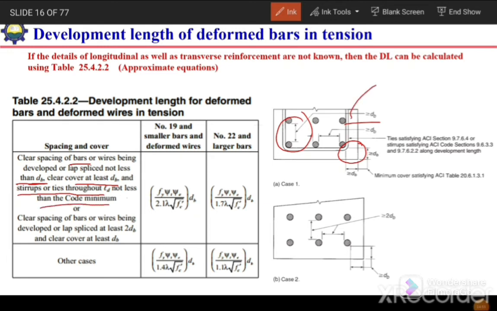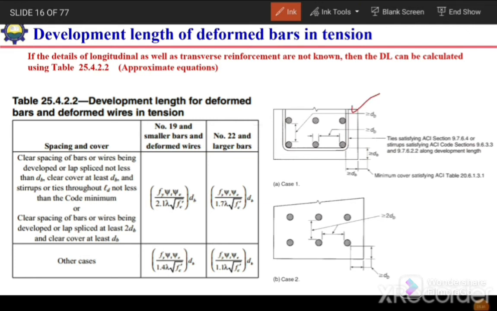And these stirrups that are provided in that section should be according to the specifications of the ACI code, the minimum requirement. They should fulfill the minimum requirement. These specifications are given in ACI section 9.7.6, which is the spacing should be less than d/2, and the As should be greater than As minimum. So we should check these two criteria, the spacing of the stirrups as well as the minimum area of the transverse reinforcement.